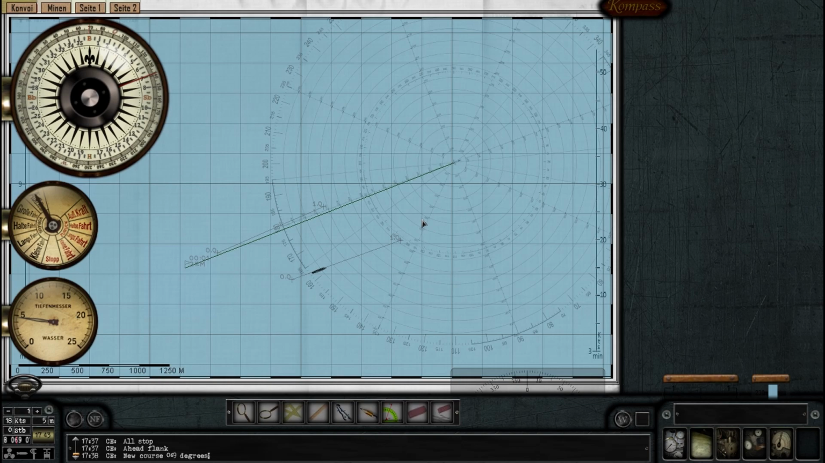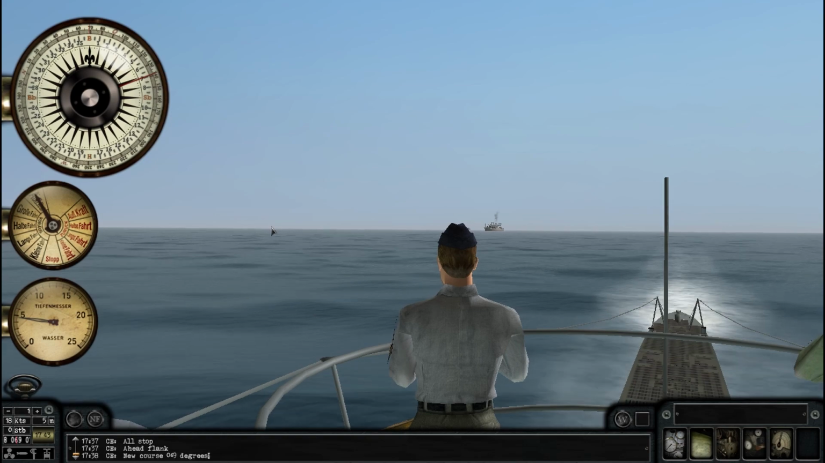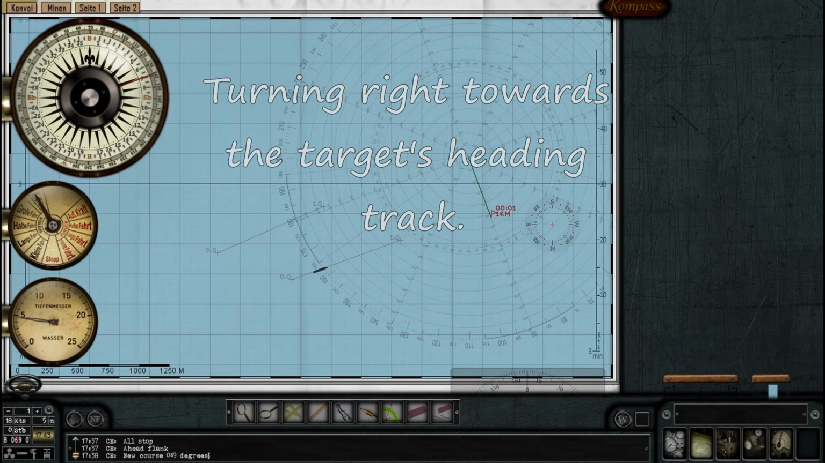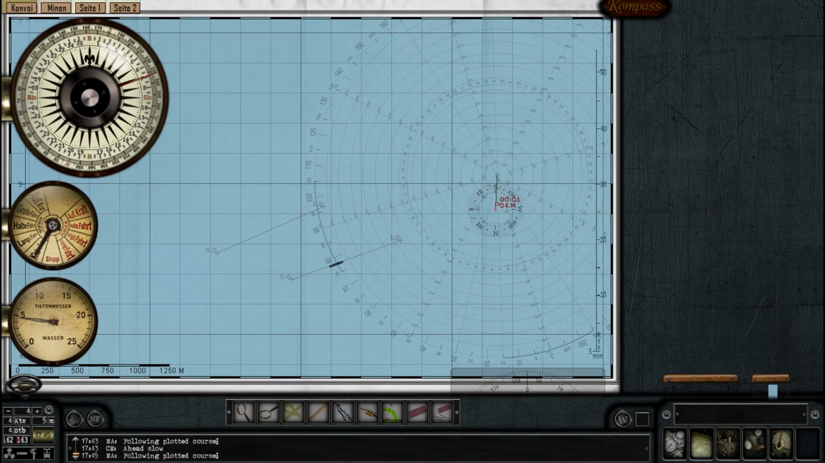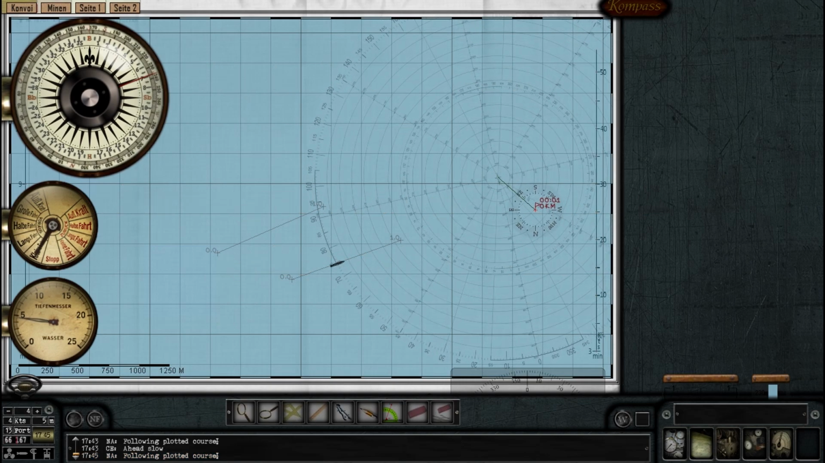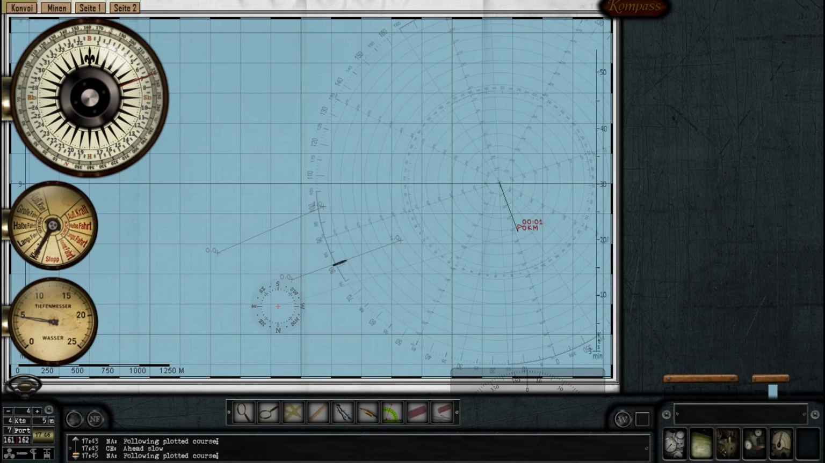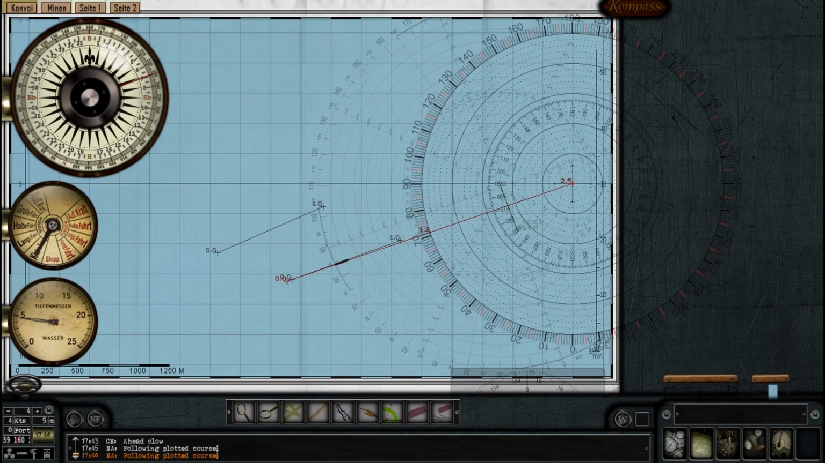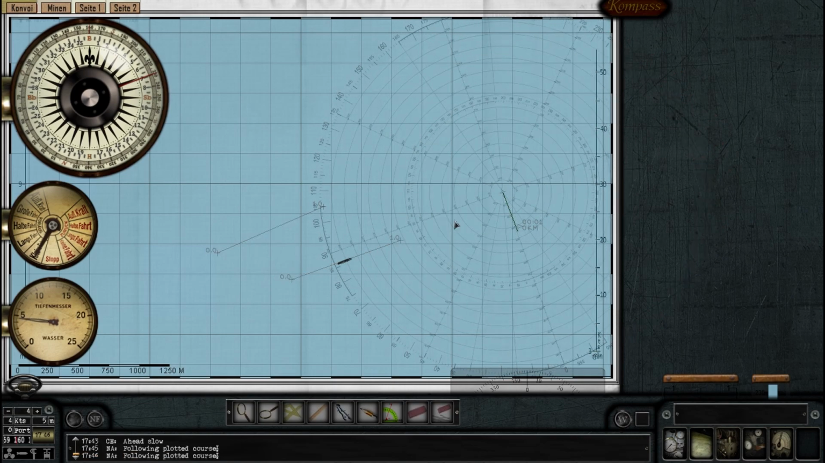Now let's go ahead and do the exact same thing with his bow. So what I'm going to do, I'm going to turn right. Ideally, you want to form as much of a perfect T as possible. If your course is a little bit crooked like this or like this, you can still get a good result. But if your course in combination with his forms a perfect T, or as close to a perfect T as possible, it really helps make the calculation a lot easier.